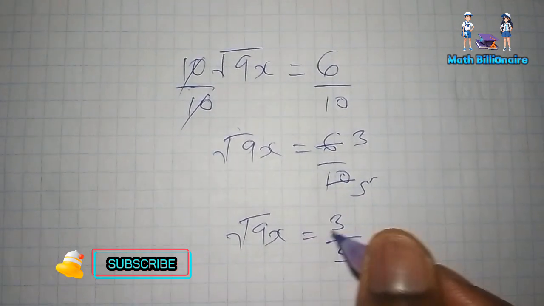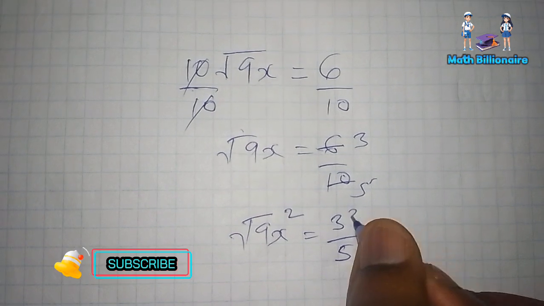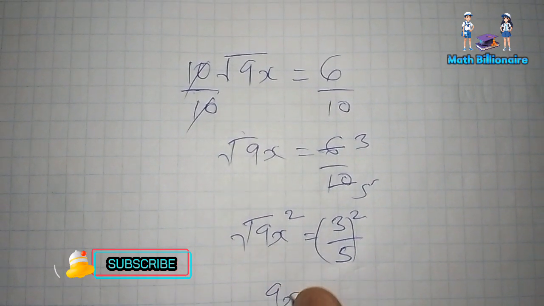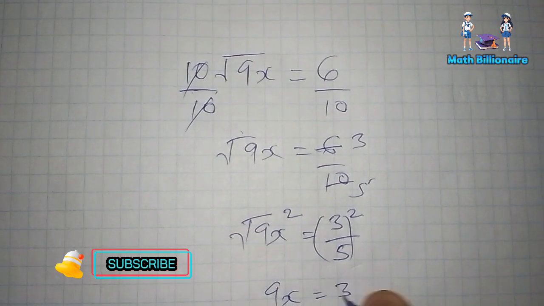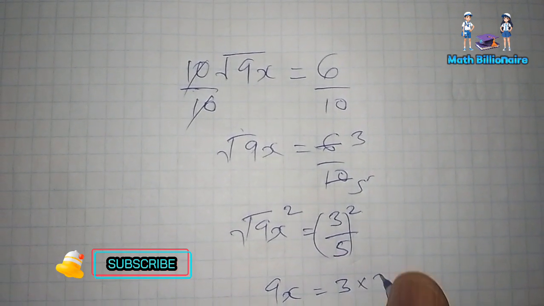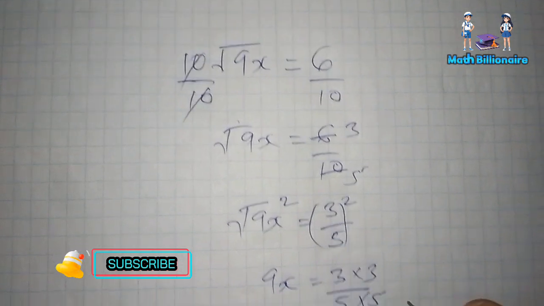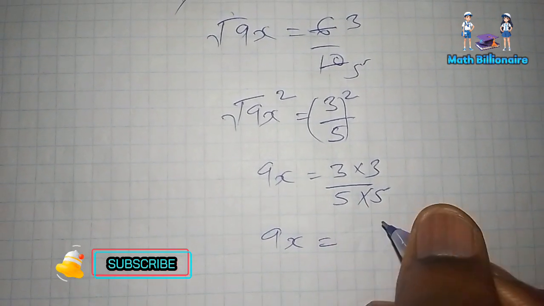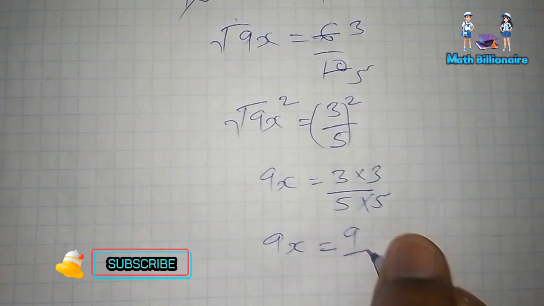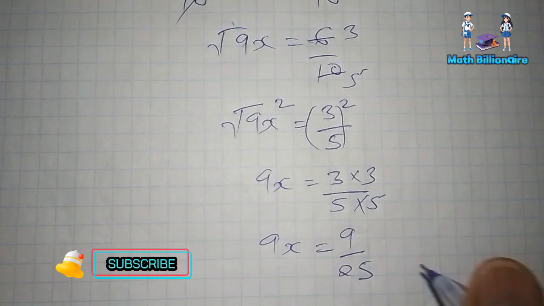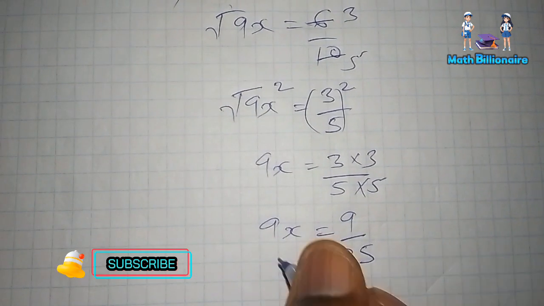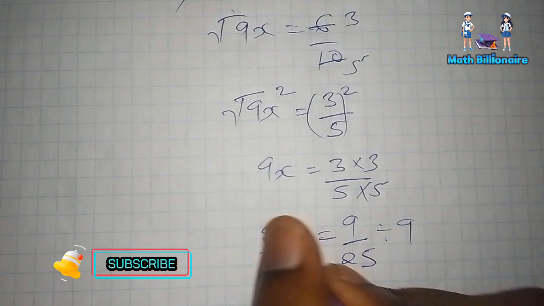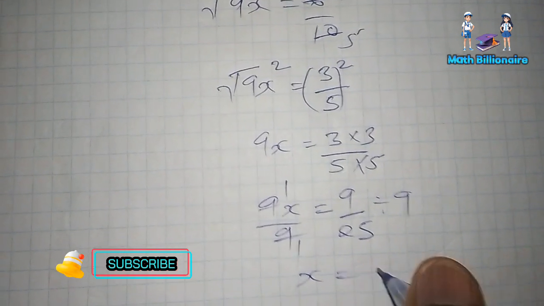Then from there we square both sides so that we omit this. So we shall have now 9x = (3 × 3)/(5 × 5). So there we shall have 9x = 9/25. Then now from there, what do we do? We shall divide both sides by 9. Here we shall also divide by 9. So 9 here is 1, 9 here is 1. So x = 1/25.